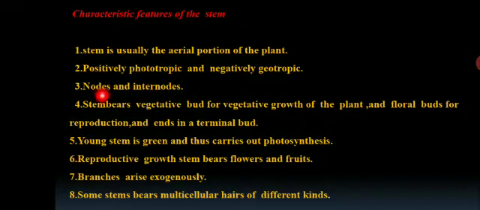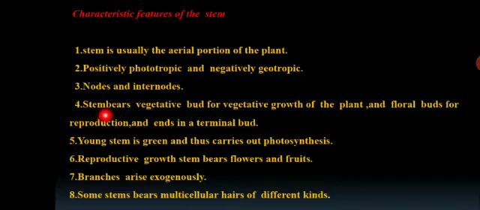Then the stem contains node and internode. Node is nothing but a particular point that can give rise to a leaf, that is called a node. Internode is in between the two nodes, that is called an internode. We can easily see the internode in sugarcane. All of you can see it easily in sugarcane.